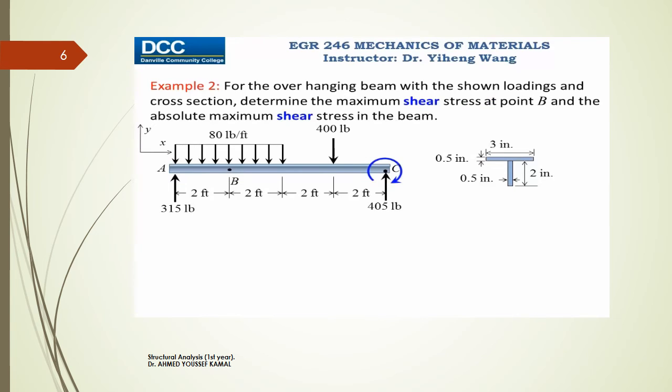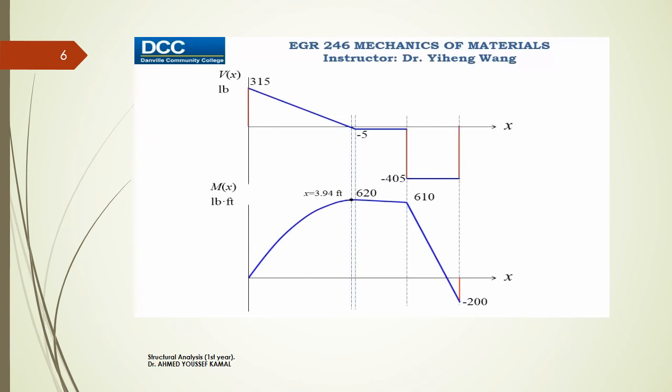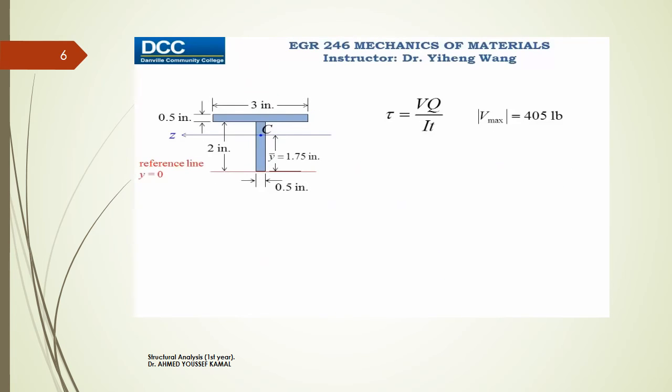Once again, we start with the force analysis of this structure, and we want to sketch the internal shear force and bending moment diagrams, which I did already in the previous video. And from the internal shear force diagram, we can determine that the absolute maximum shear force in this beam is 405 pounds. From the previous video, we also determined the centroidal location of this cross-sectional area, as well as the moment of inertia of this entire cross-sectional area about its centroidal z-axis.